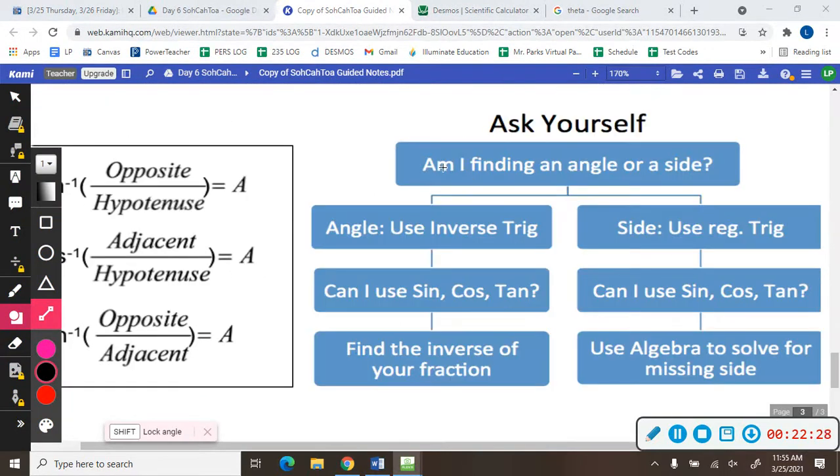So am I finding an angle or a side? That's how you decide if you use an inverse trig or if you use a regular trig function. That's how you decide if you use sine, cosine, or tangent, and then you use algebra or inverse functions to solve.